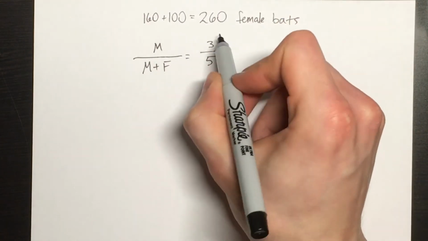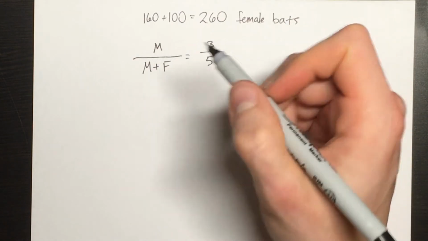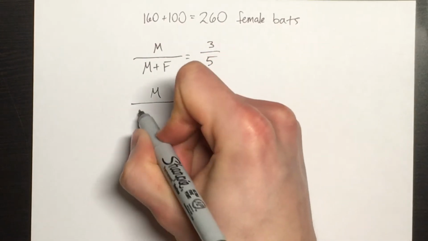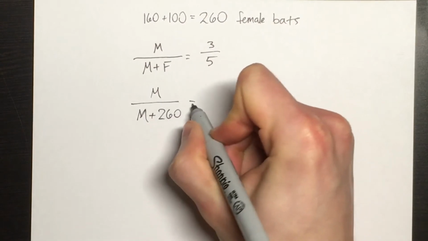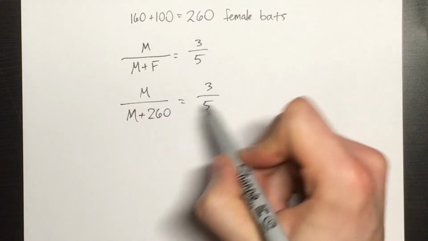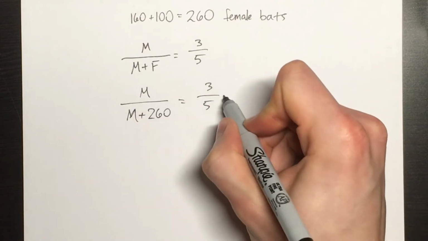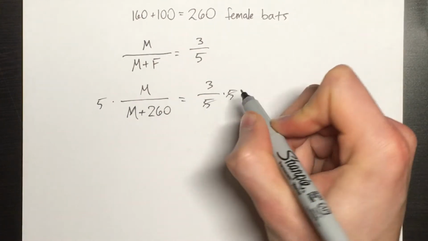So we know that we're going to have 260 female bats. We can plug that in for F and then solve for M. So M over M plus 260 is equal to 3/5. We have fractions on both sides. That's pretty inconvenient. Let's get rid of them. So let's just start by getting rid of this one. So times 5 on both sides to get that out of the way.